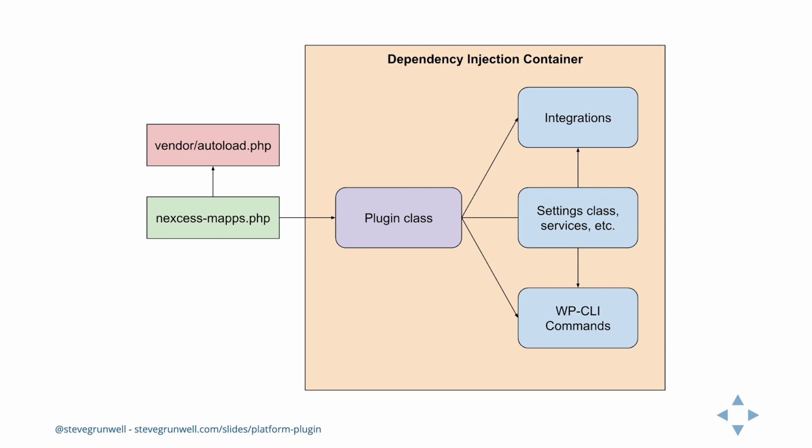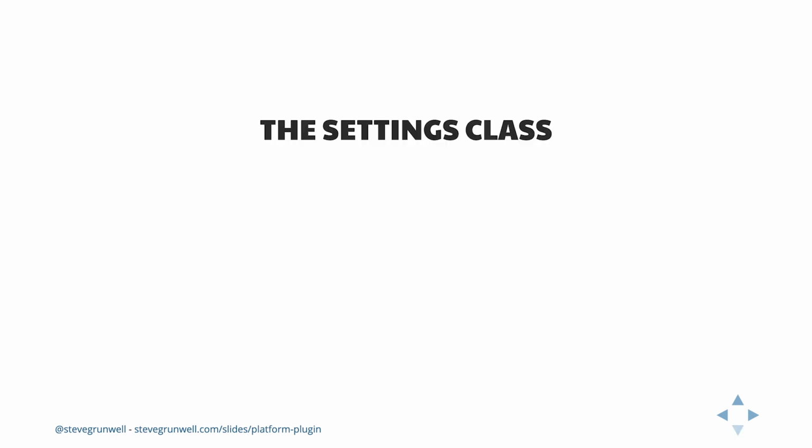The column on the right there in blue, the integrations, the WP CLI commands, and things like, well, let's start with our settings class. Now, the settings class acts as the brain of the plugin, and it can be injected anywhere it might be necessary. This gives us a centralized location for things like, is this a production site or is this a staging site? Getting the plan code, account ID, any sort of information that we might need.